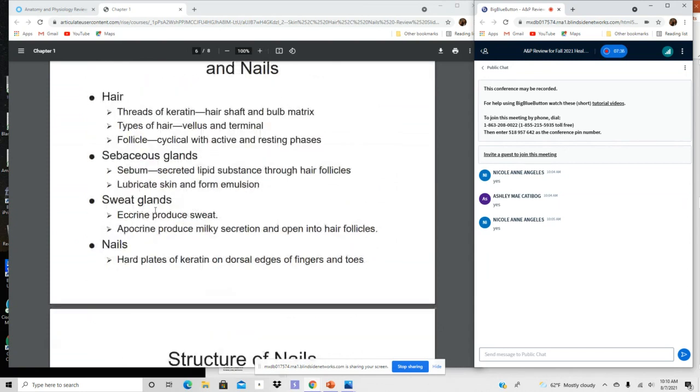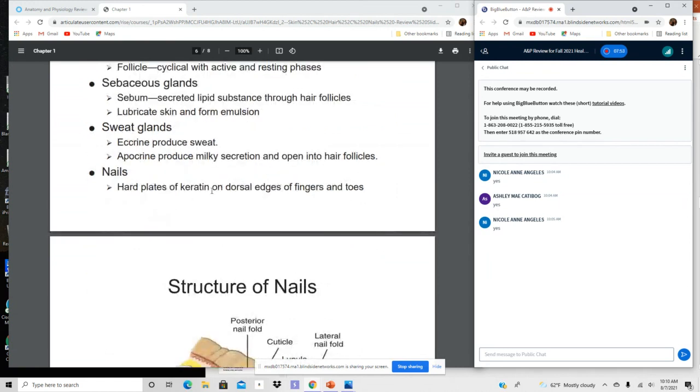The sweat glands are the eccrine glands and the apocrine glands. The eccrine glands secrete a watery substance, whereas the apocrine glands secrete a milky substance, and they open onto hair follicles. Nails are hard plates of keratin on the dorsal edges of fingers and toes.